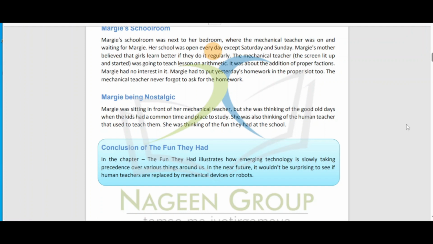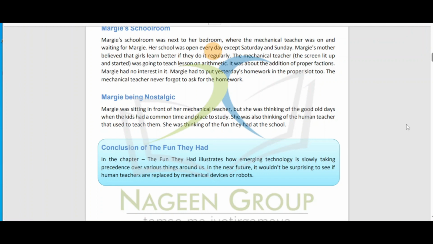What is actually explained in the story by the author Isaac Asimov? In the chapter, The Fun They Had illustrates how emerging technology is slowly taking precedence over various things around us. One day in the future, these intellectual technologies are slowly taking over the old method of teaching, and it was a very big part of completely changing the scenario of the school and teachers.